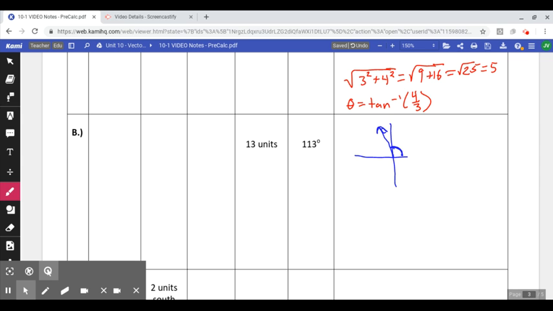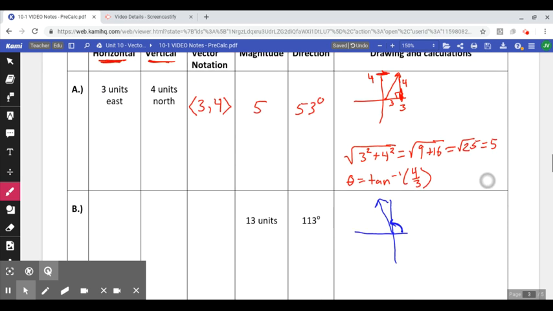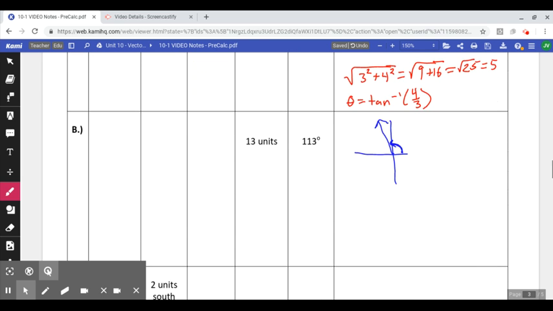Okay, so let's see here. Let me draw a different one. We'll try to make it a little bit more exact for you. There we go. And there's your direction of rotation right there. Okay, so we have to figure out a few things here. If we scroll up, we have to do the vector notation, and that's going to come from the horizontal and the vertical pieces. So let's work with the horizontal piece.